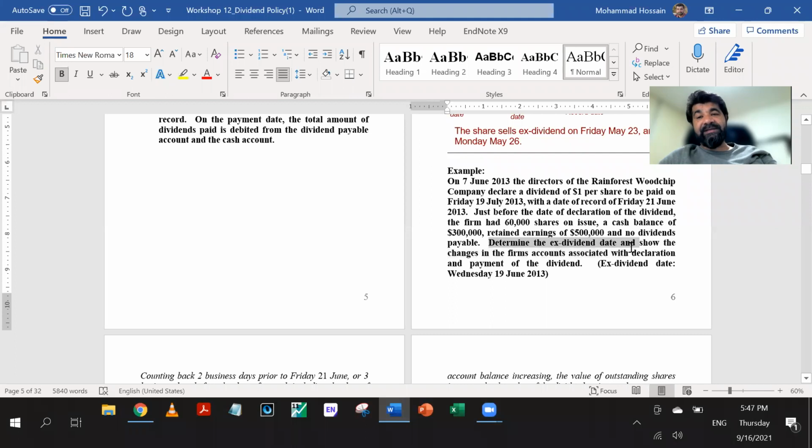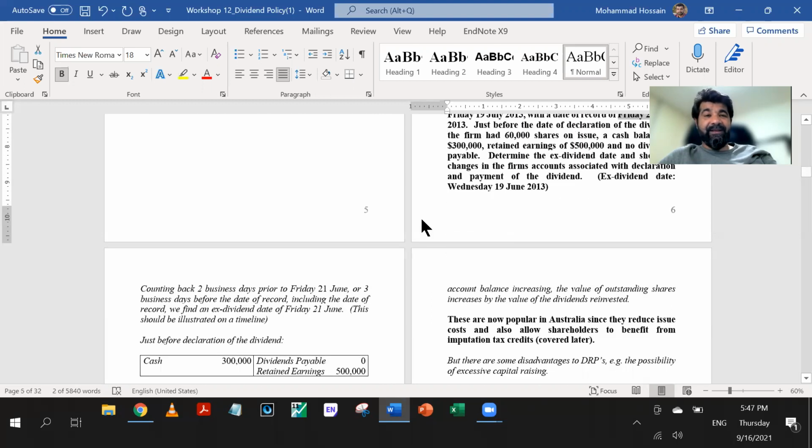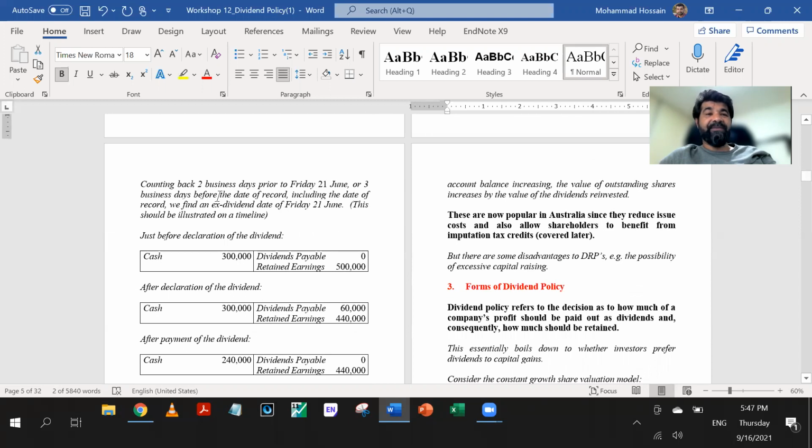Determine the ex-dividend date. What will the ex-dividend date be then, which one? Friday 21st, right? The date of record is Friday 21st. So it will be 19. Counting back 2 days prior to Friday 21st June, or 3 business days before the date of record, including the date of record. No, it will be 19. This should be listed on a timeline. Okay, it should be 19 actually.